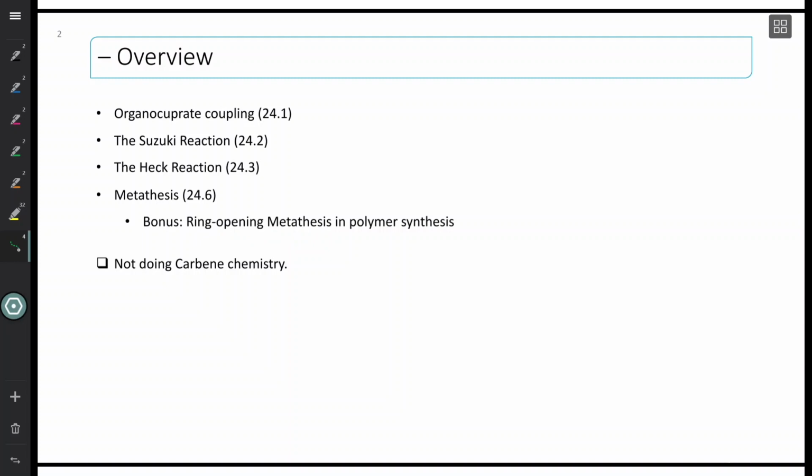The book also puts carbene chemistry in with this chapter. We are not going to do carbene chemistry. I mean, you should know what a carbene is just for your own knowledge, but it's just a whole different subset of chemistry that we don't really have to do. So we're skipping it.